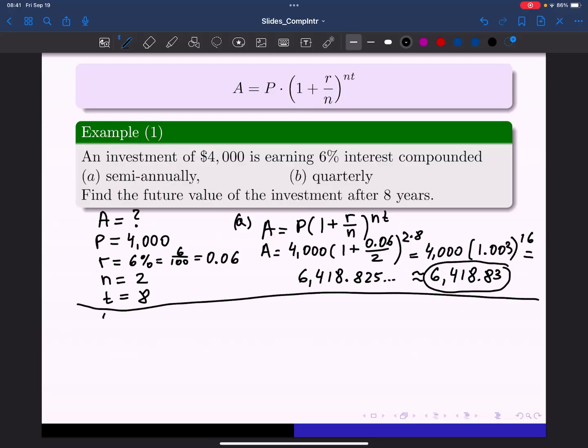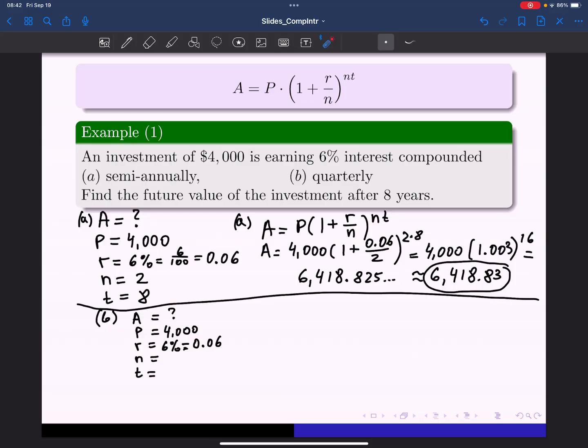Now we can do part B. For part B, exactly the same. List what is given: P, R, N, and T. A, we need to find. P is the principal, initial amount. It didn't change. We're still depositing 4,000. Interest rate is still the same, 6%, which is 0.06.